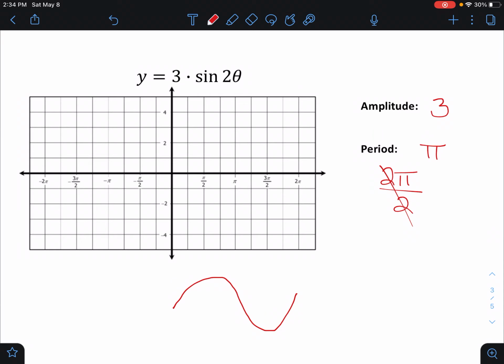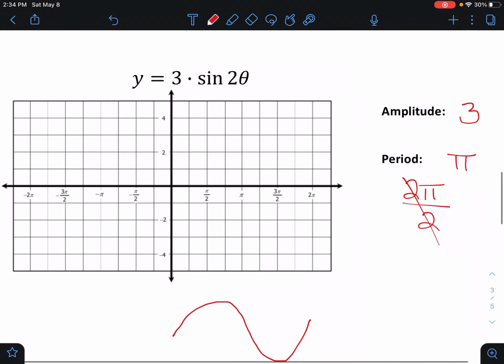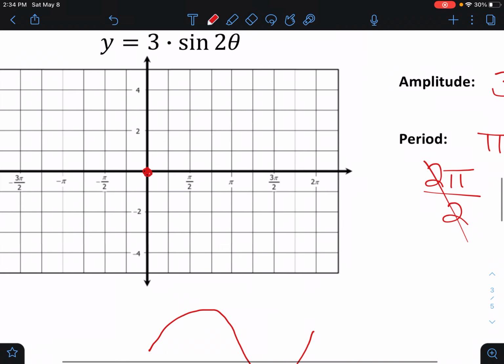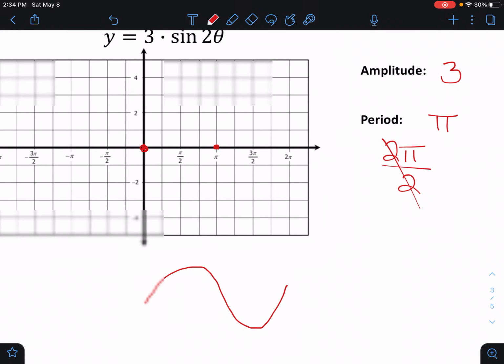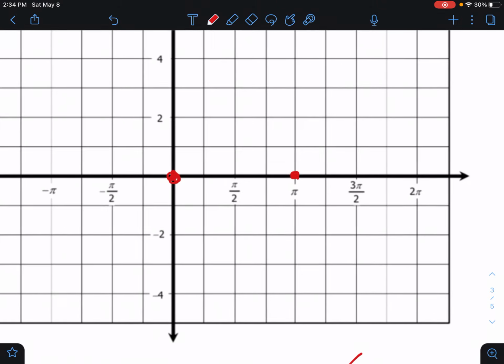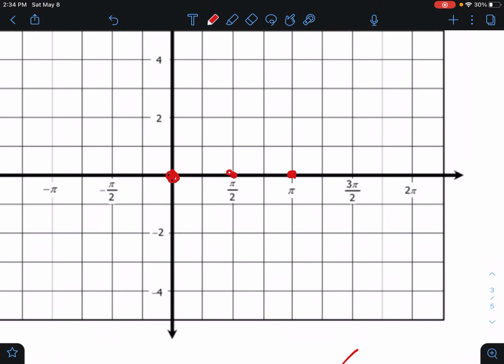Okay, so now what I'm going to do is I say, all right, I know that sine starts at 0. And normally I get back to 0 at 2 pi. But this time we are going to be at pi. So I'm going to make one wave. I'm going to get back to 0 there. Now the sine wave halfway in between goes back to 0. So I know halfway in between what I have here would be right here.